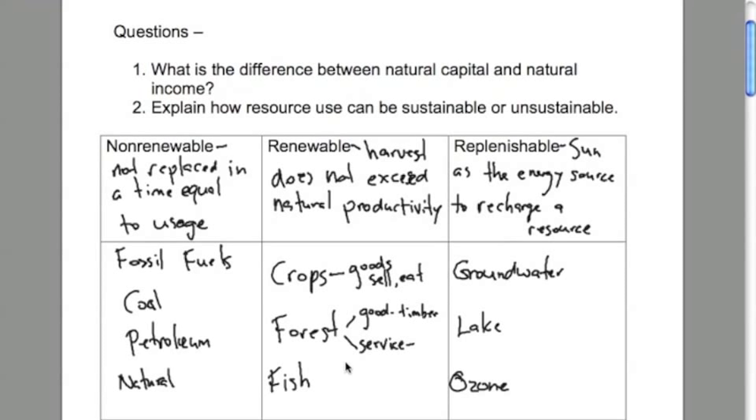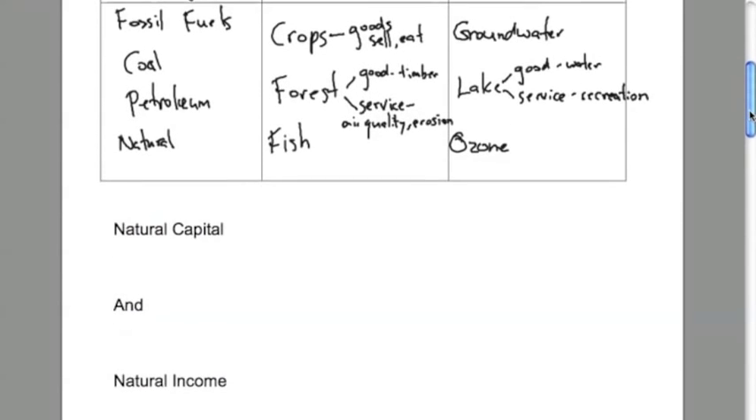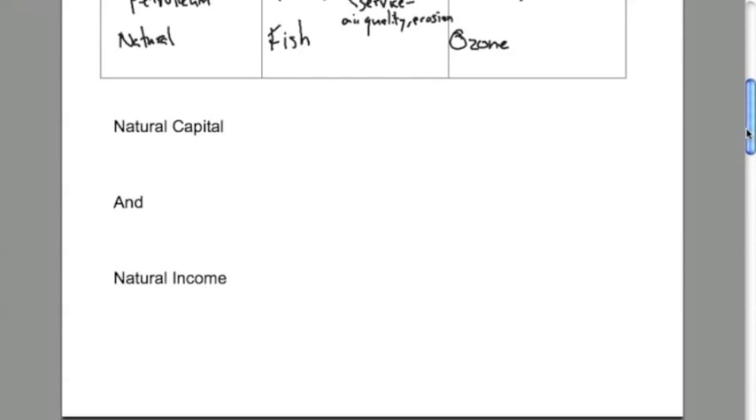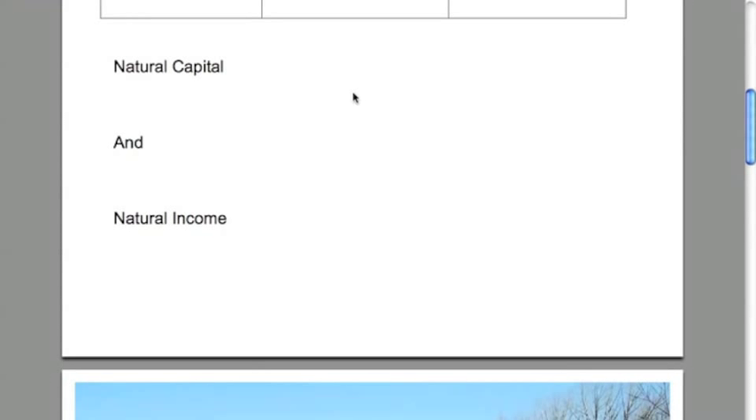As a service, a forest might help to control air quality, but it also could help in things like erosion prevention, where it's holding the soil in place. So how do we classify these things as natural capital or natural income?